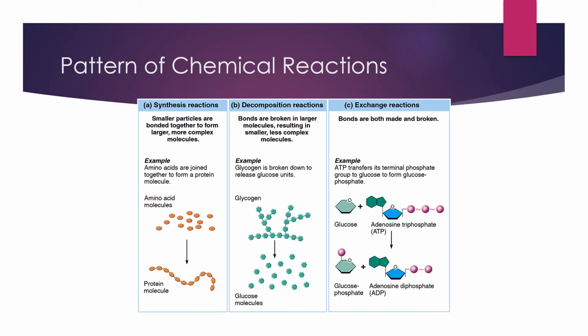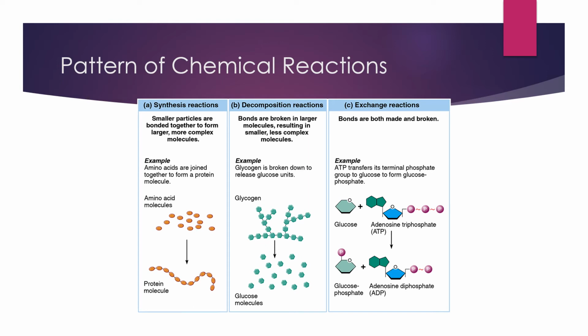This image is straight from your text and is just breaking down synthesis reactions, decomposition reactions, and exchange reactions again. So in the synthesis reaction, you see that small particles are bonded together to form larger, more complex molecules. So the amino acid molecules link together to become a protein molecule. In the decomposition reaction, the example they have is glycogen. So glycogen is broken down into glucose molecules.